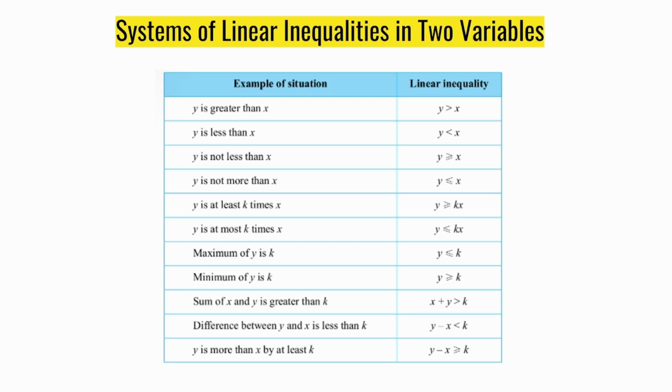That is the condition. And then you have the sum of x and y is greater than k, which over here as it entails, x plus y is greater than k because it's what is stated. Difference between y and x is less than k, so y minus x is less than k. Y is more than x by at least k, so y minus x is greater than or equal to k.